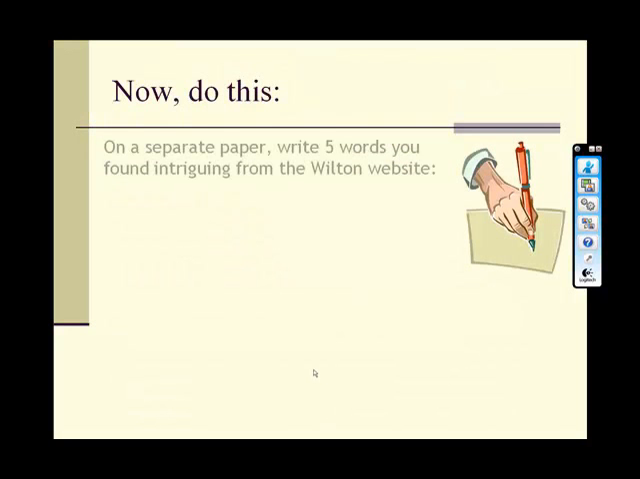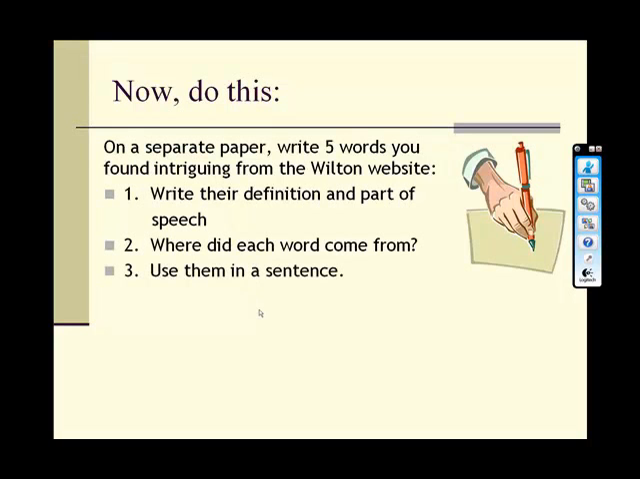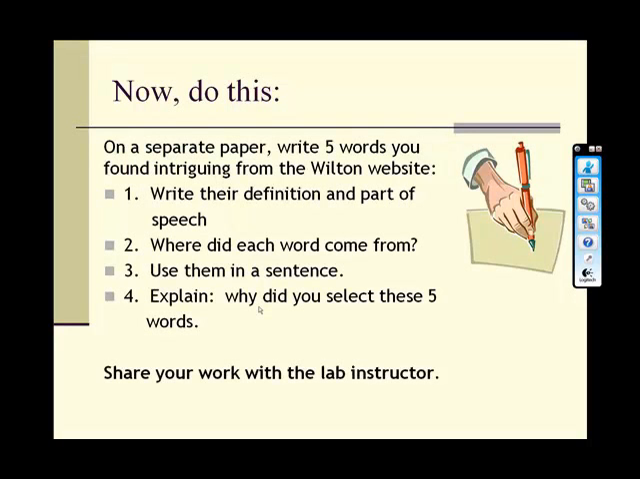Do this now after your visit. On a separate paper, write 5 words you found intriguing from the Wilton website. Write their definition and part of speech. Where did each word come from? Use them in a sentence. Explain, why did you select these 5 words? Share your work with the lab instructor.